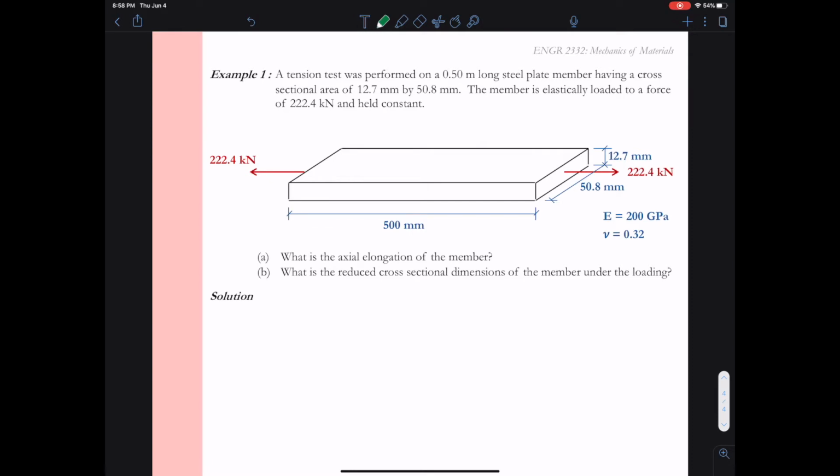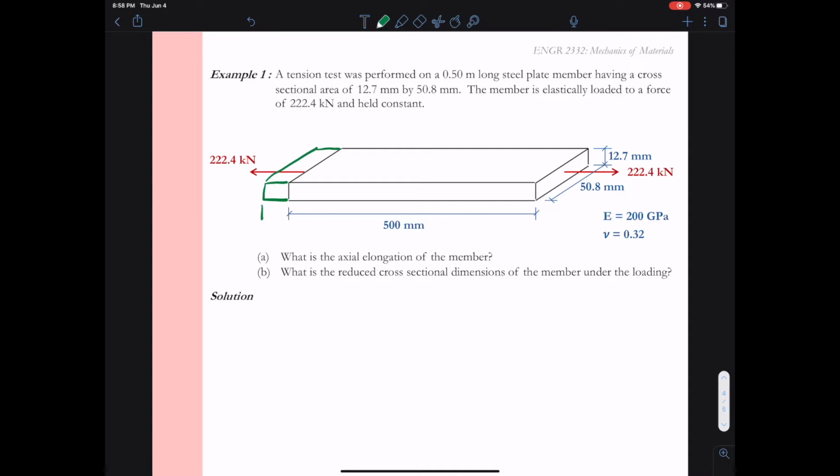As with pretty much every example in mechanics and materials, we need to take a second to read through it. So we see here we have a tension test that's performed on a 0.5 meter long steel plate member having a cross-sectional area of 12.75 millimeters by 50.88 millimeters. The member is elastically loaded to a force of 222.4 kilonewtons and held constant. Here's a free body diagram of the plate with the forces applied at either end. You can see what's happening.